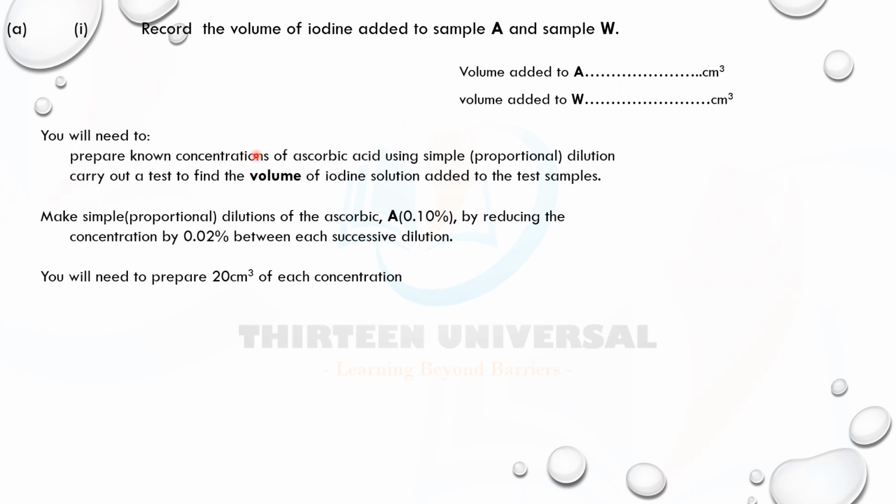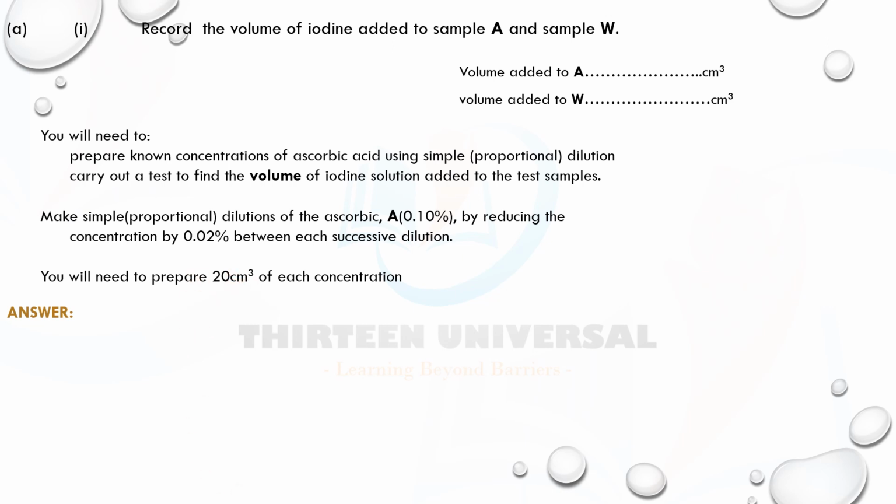You will need to prepare known concentrations of ascorbic acid using proportional dilution. We have done this at the beginning. So make simple proportional dilutions starting at 0.1% and reducing the concentration by 0.02 each time. So this is going to be the interval. You will need to prepare 20 cm cube of each concentration. So this is our final volume. That means that you're going to need to prepare it.